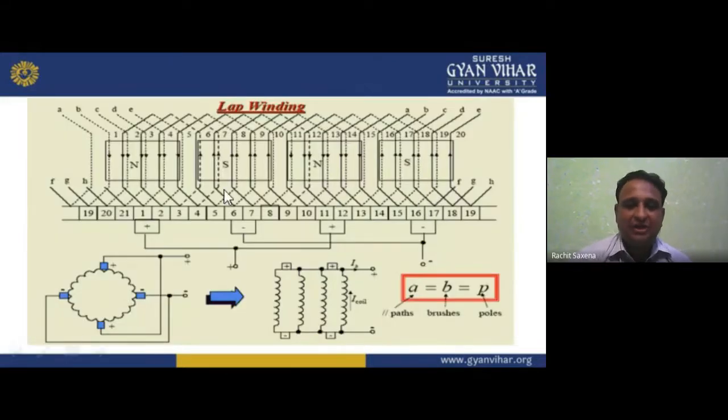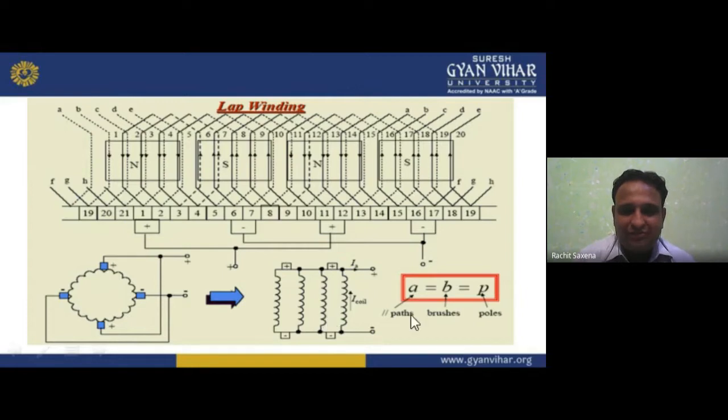Now this is showing the lap winding, 1 2 3 4 5 6 7 8 9 10 11 12 13 14 15 16 18 19. So they are making the connection like this, and we are placing positive, negative, positive, negative brushes, which means 4 poles are there, 4 poles and 4 brushes, making parallel connections.